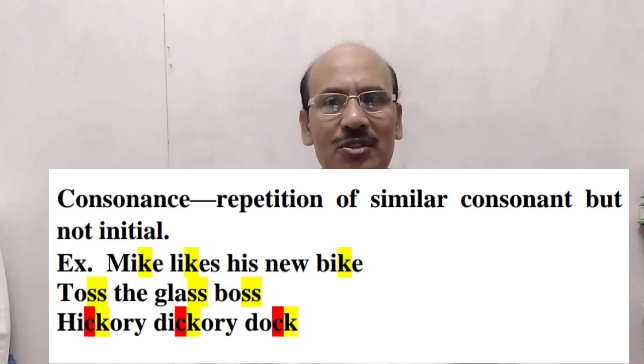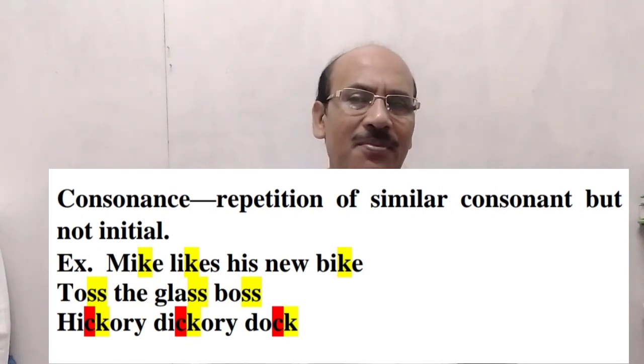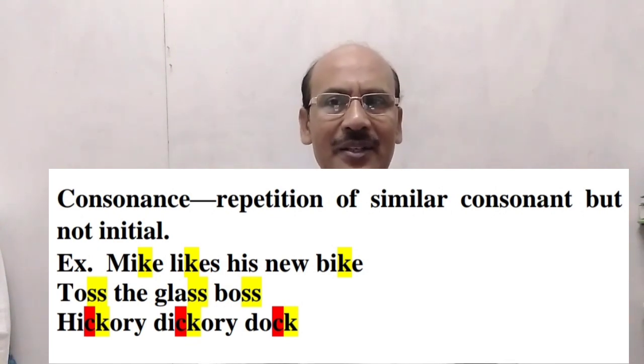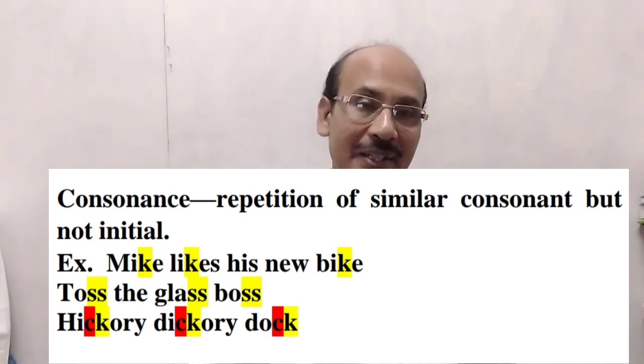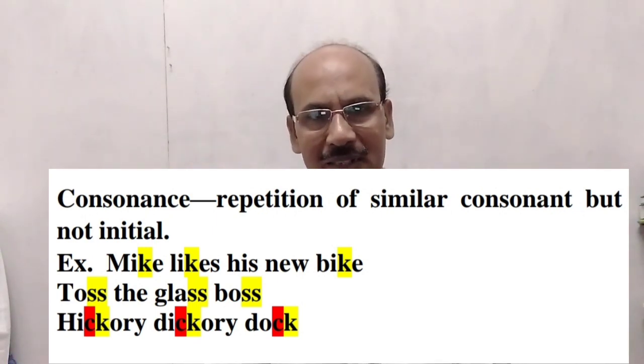Okay, what is consonance? Repetition of similar consonant but not initial. The difference between alliteration and consonance is when the repetition is initial, meaning beginning, then it is called alliteration. When it is not initial, then it is called consonance. Our next term, assonance.